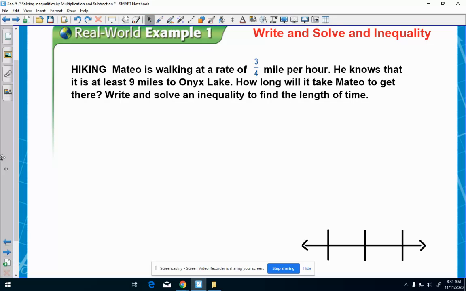He knows it's at least 9 miles to get to Onyx Lake. So he should be there by Saturday at this point. Okay. How long is it going to take Mateo to get there? Dude better figure out a different way because this isn't working out real well. Okay. It's at least 9 miles to get there. Should your answer be bigger than 9 or smaller than 9? How do you know that?